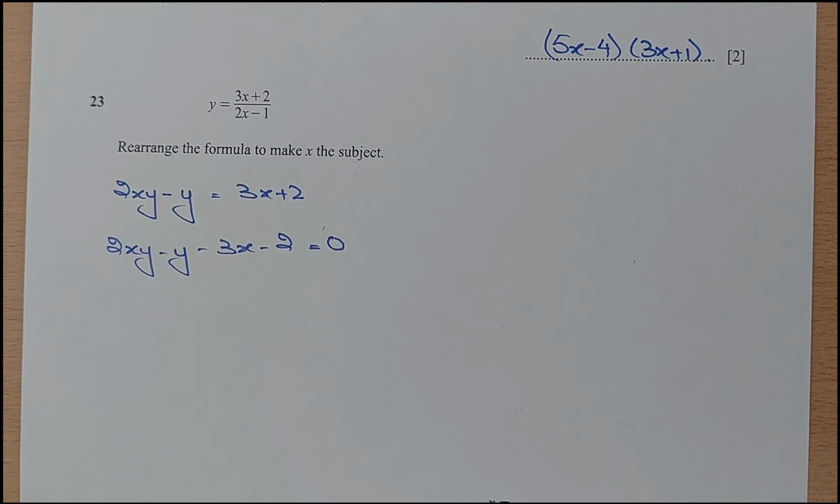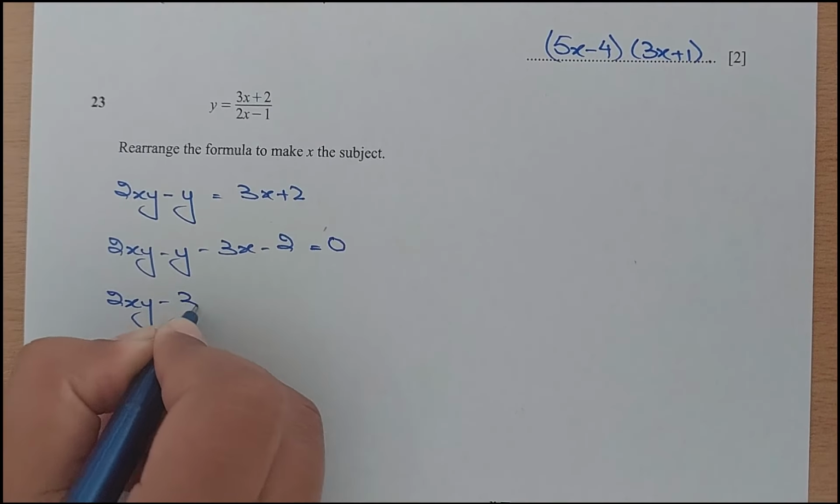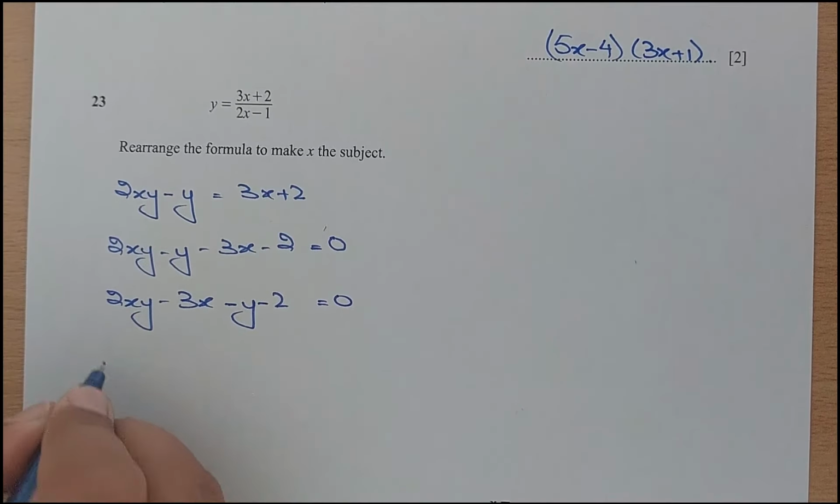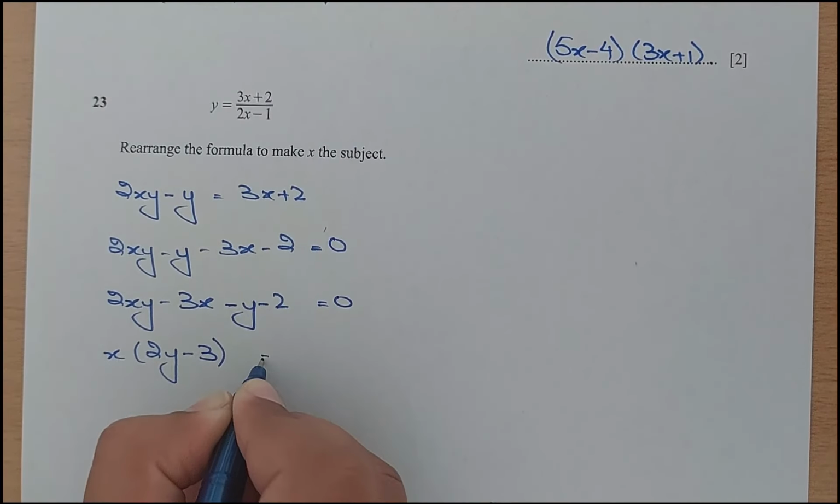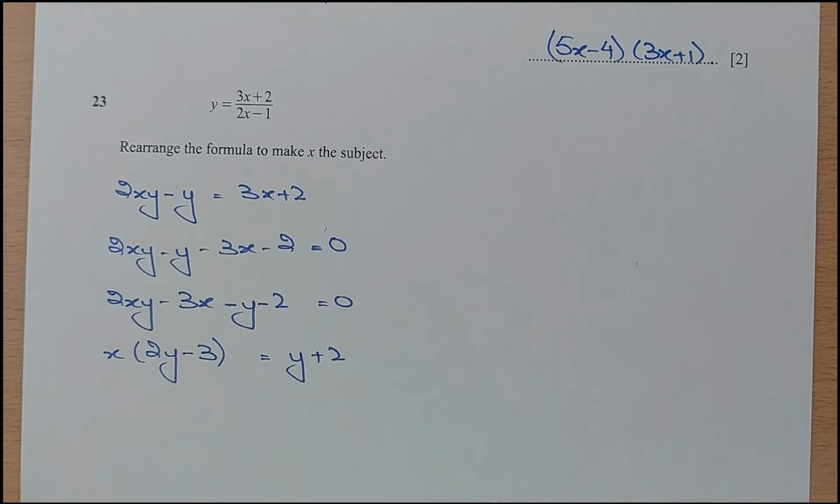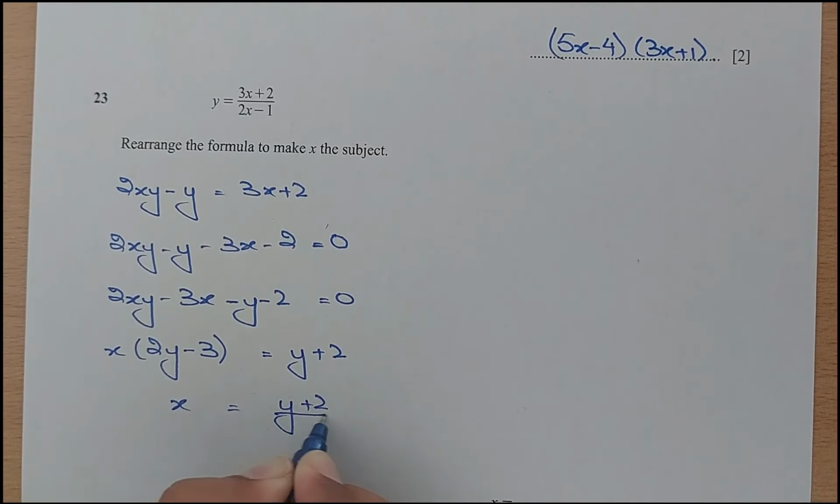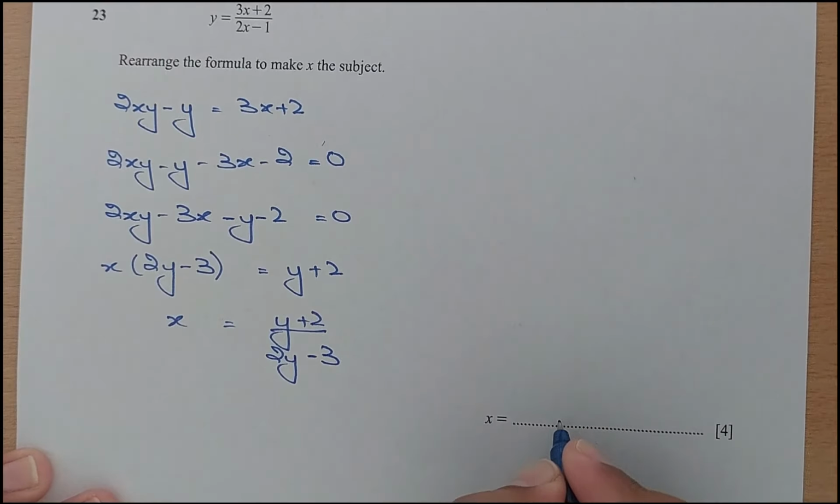Now we need to take x common by combining the like terms first. So 2xy and minus 3x, minus y and minus 2 equals 0. So let me take x common. So x times (2y minus 3), and shifting the terms y plus 2 to the right side. Now x equals y plus 2 over 2y minus 3. That is y plus 2 over 2y minus 3.